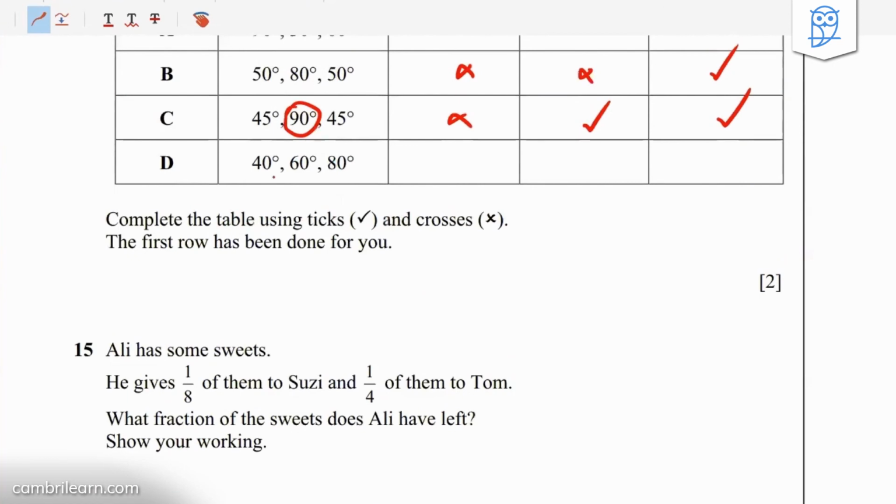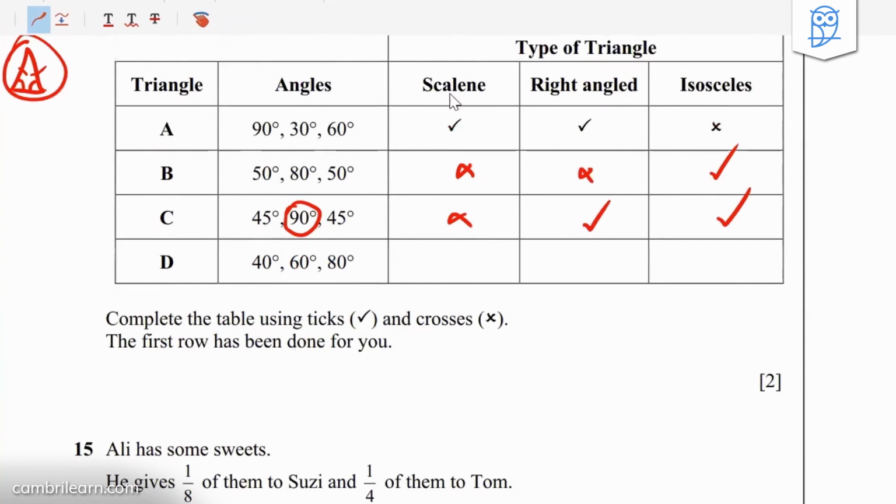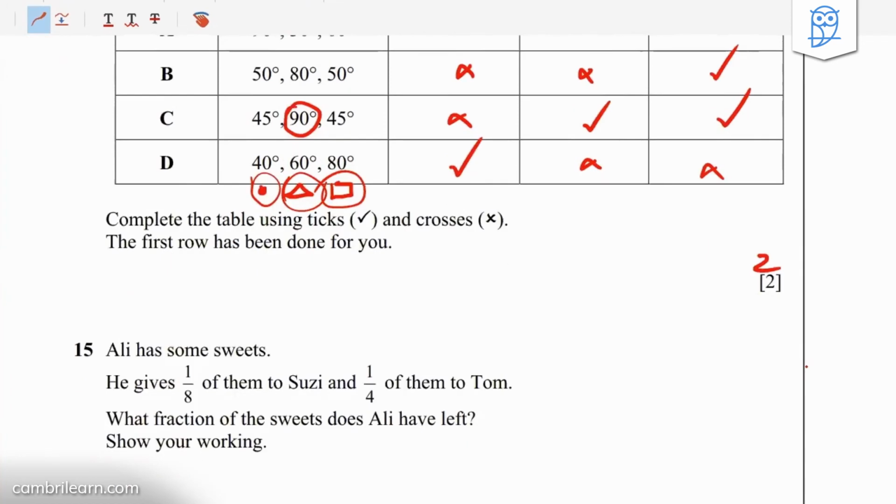Okay, for the next question, so 40, 60, and 80. So we now know that this is scalene. We have 3 different angles. I just made these shapes to show us that it's different. So 3 different angles, which means that it is scalene. Is it right angled? Definitely not. Is it an isosceles? Definitely not. So some 2 marks there for us.